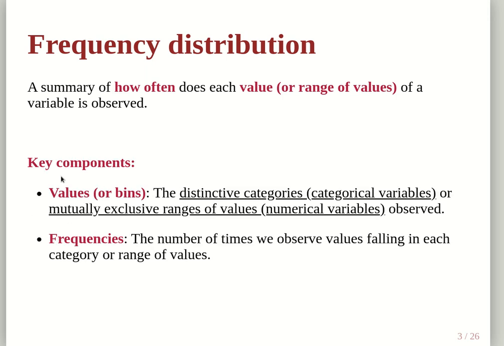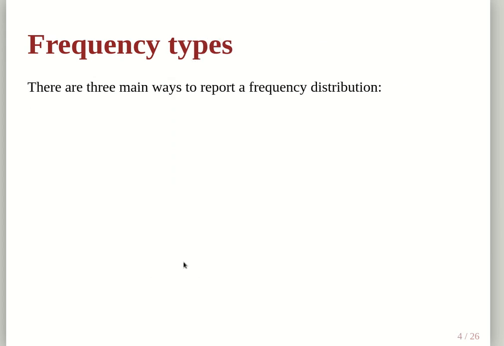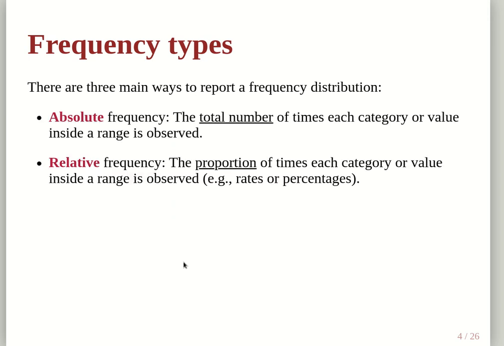The second bit of information we require here is precisely the frequency count, which is going to provide information about how often or how frequently we observe values that fall within each unique category or range of values. So there are three main ways in which we can report this frequency. The two main ones which apply for any kind of variable are the absolute frequency and the relative frequency.